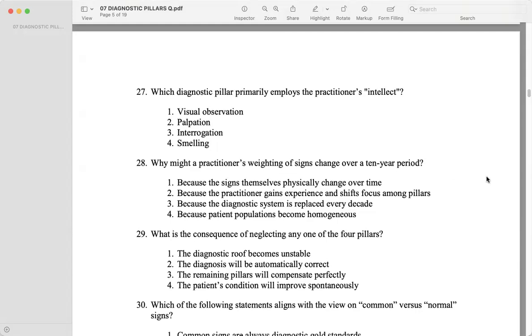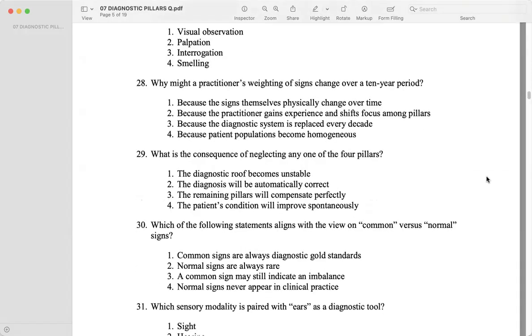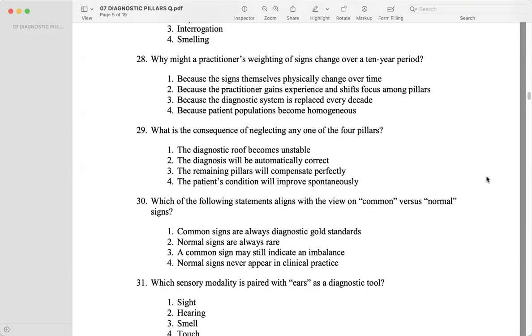Interrogation. This is what differentiates an intelligent practitioner from a dumb one, okay? Asking the right questions. Why might a practitioner's weighting of signs change over a 10-year period? Because the practitioner gains experience and shifts focus among pillars.